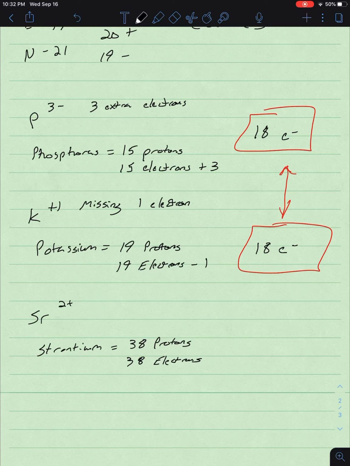Now I have a positive 2 charge, so that means I've got 2 more protons than I do electrons. I can't change protons, but I can change electrons. So that means I'm missing 2 electrons. So I'm going to minus 2 from that 38. So this would have 36 electrons.